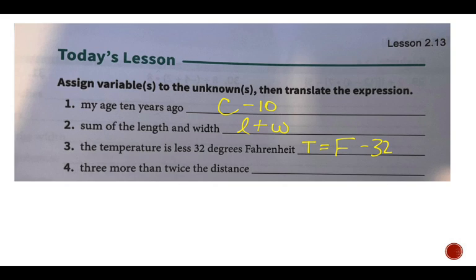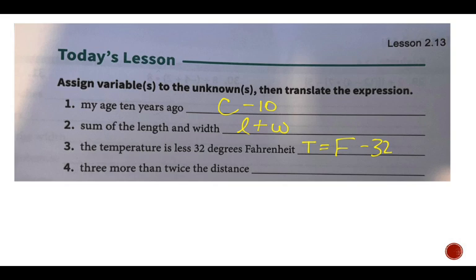Are you checking yours? Did you get it right? So it's T equals F minus 32. The back of your book is going to have T equals temperature and F equals Fahrenheit with it, including this. Okay? Next one.